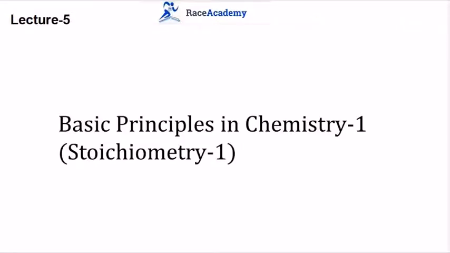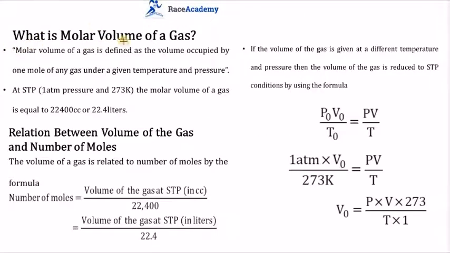I'm going to start the class with what is molar volume of a gas. Molar volume of a gas is defined as the volume occupied by 1 mole of gas under given temperature and pressure. At STP conditions, 1 atmosphere and 273 Kelvin, the molar volume of a gas is equal to 22.4 liters or 22,400 cc.